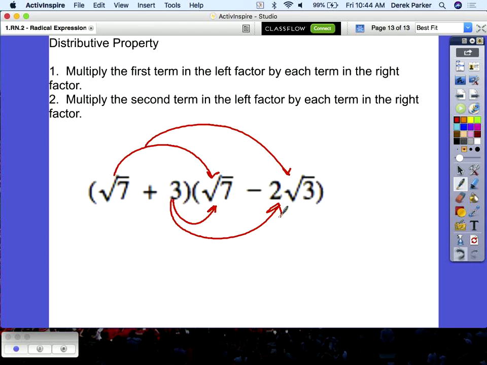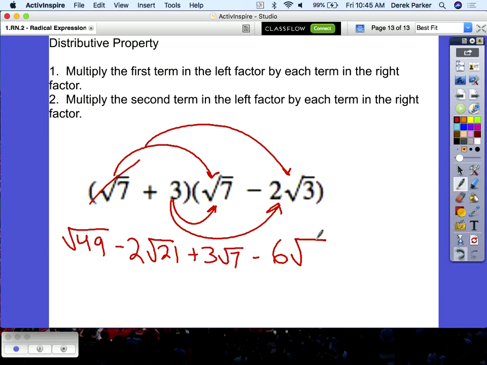Square root of 7 times the square root of 7 is going to be the square root of 49. I will simplify that in a few minutes. So that one's finished. And then negative 2 square root of 21, because 7 times 3 is 21. Now I distribute with the 3, and I get plus 3 square root of 7, minus 6 square root of 3.